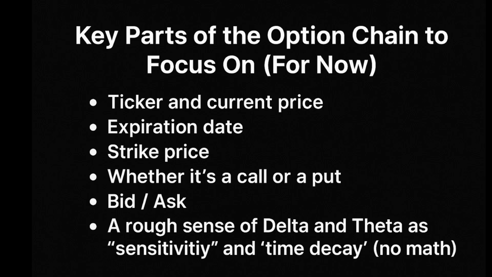Finally, there's a rough sense of delta and theta. For now, I just want you to see delta as a measurement of sensitivity to price changes and theta as a measurement of time decay, how much the option loses value as days pass. No math, no stress, just a feeling of what those two are doing. In future episodes, we'll take each of these pieces one at a time and go deeper. For now, I just want you to recognize them on the screen and feel a little more comfortable when you open the option chain.